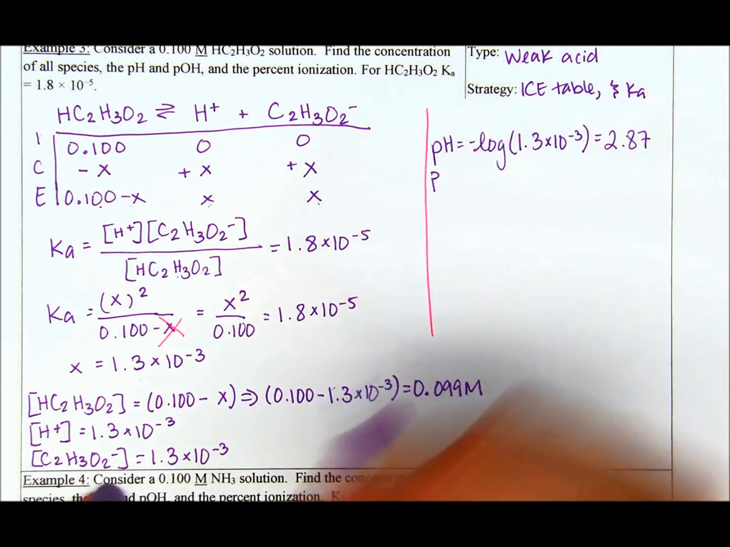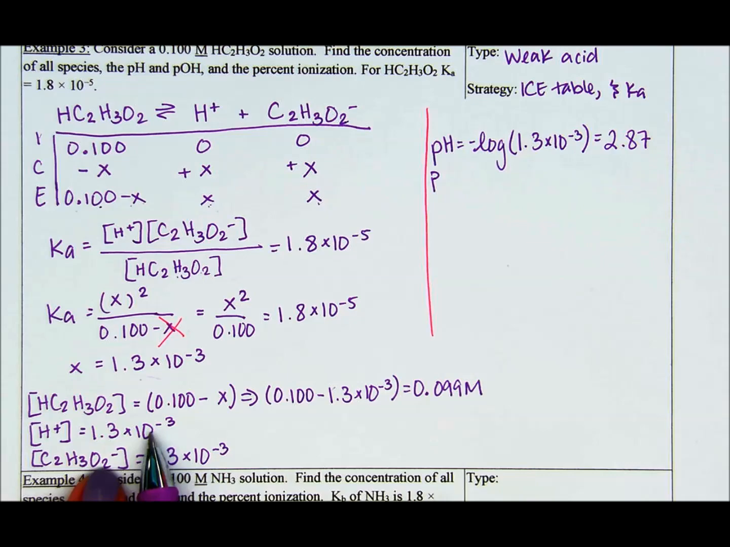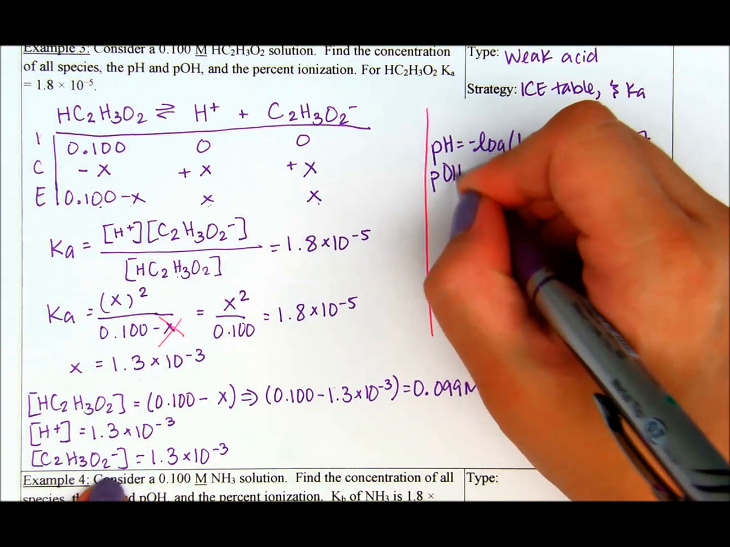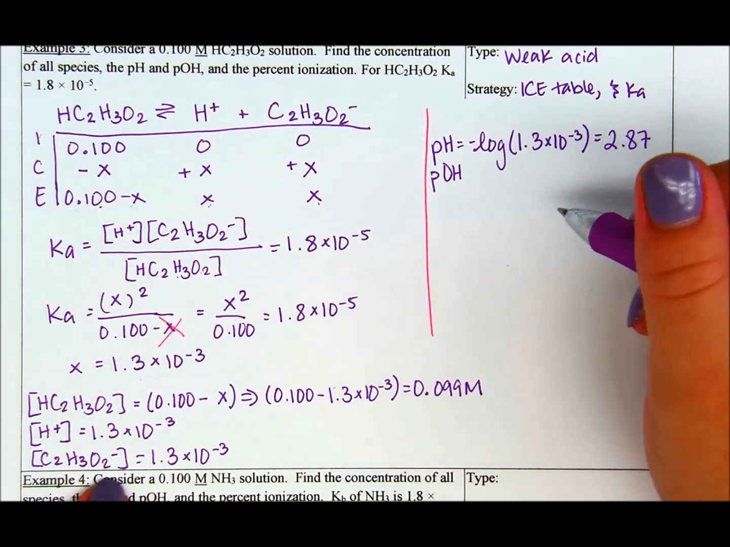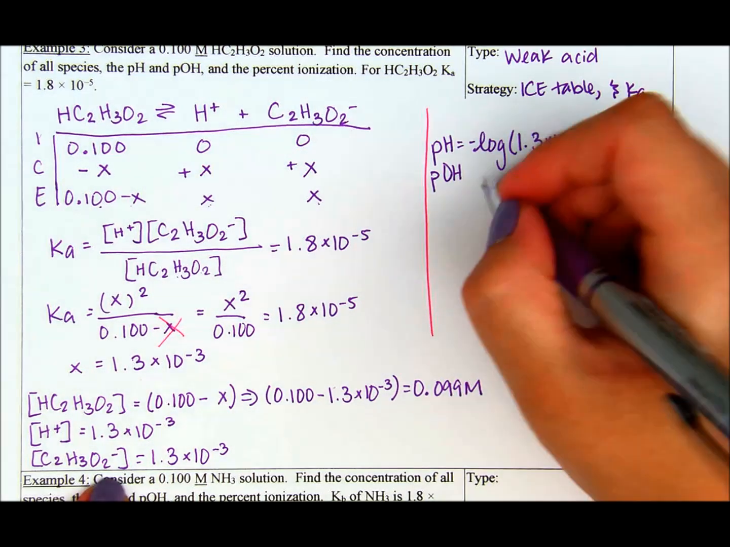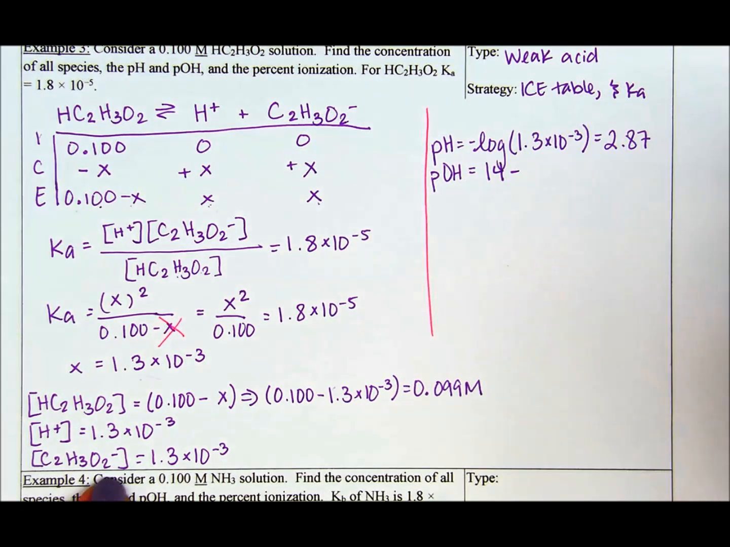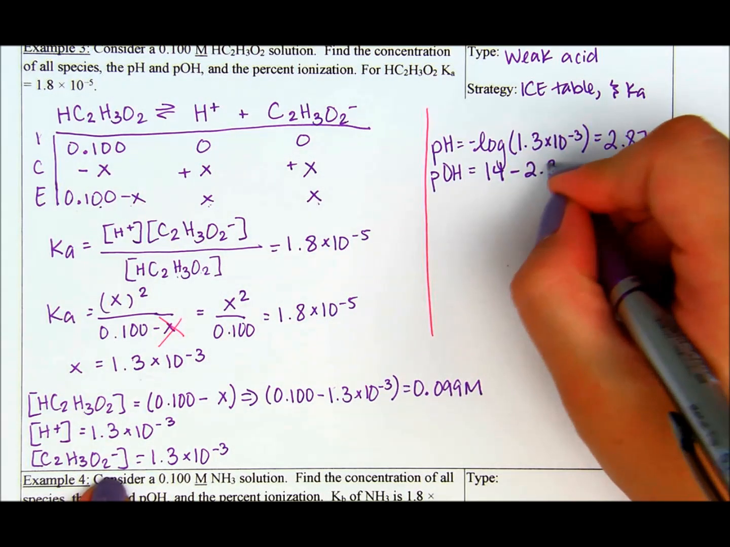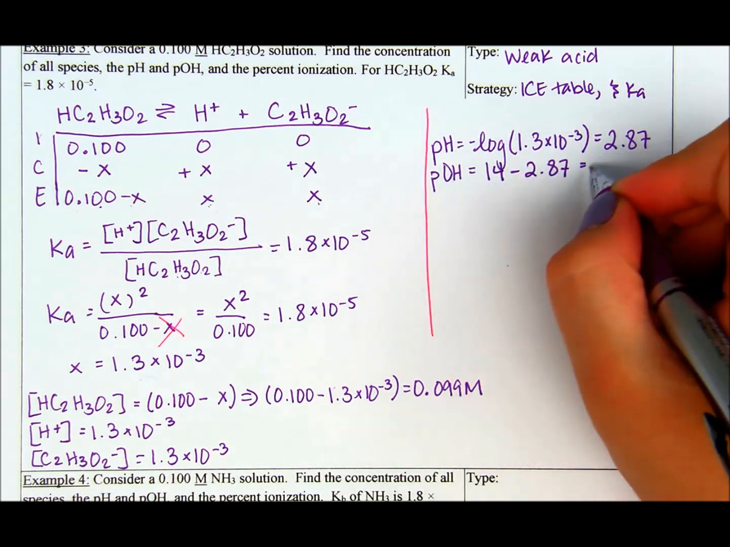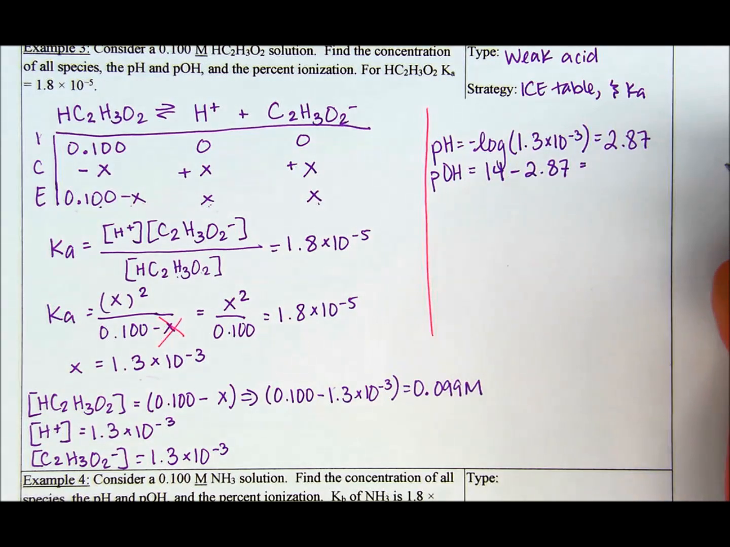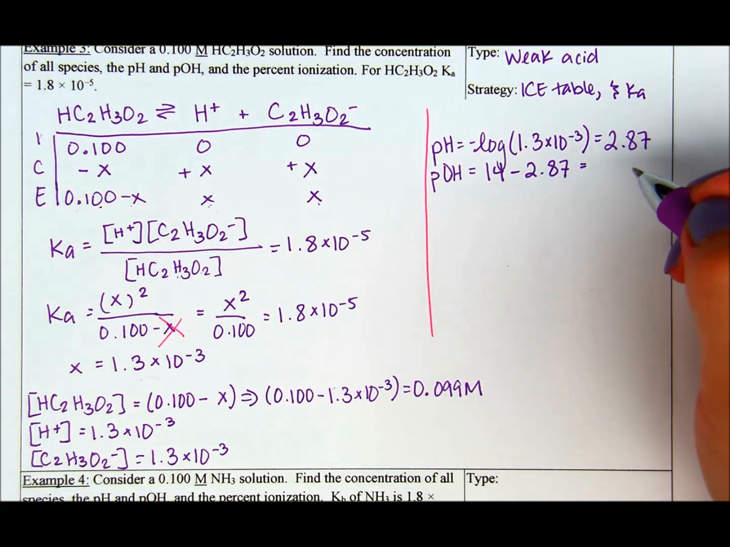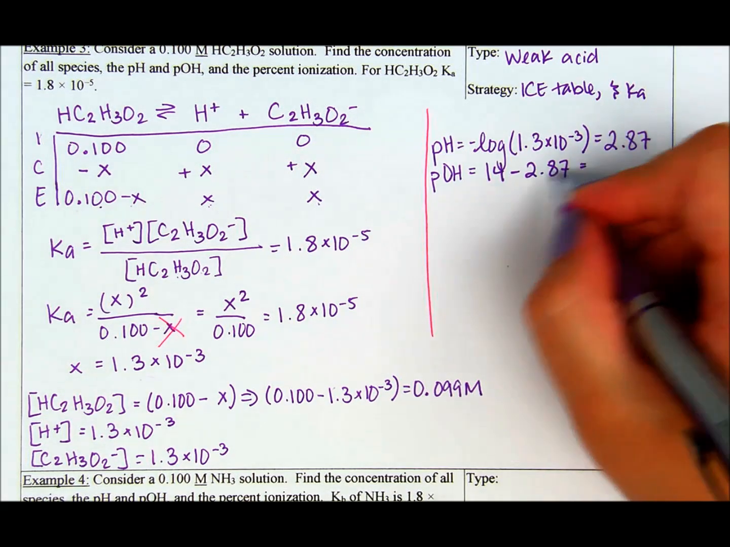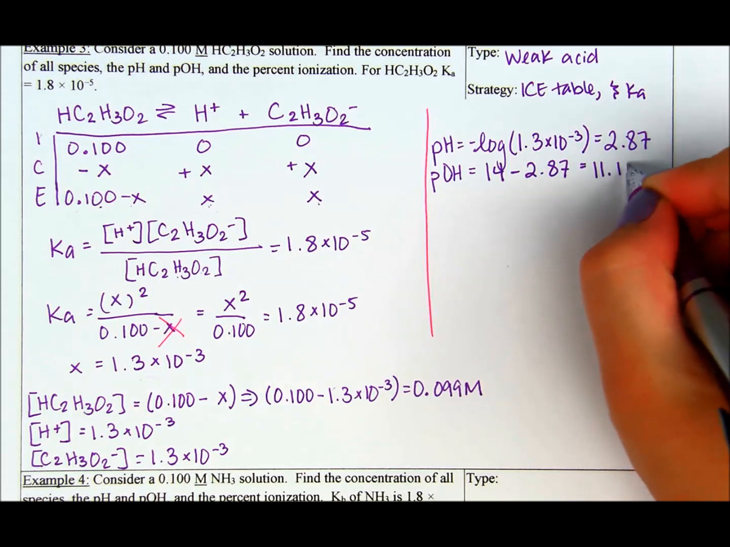pOH, now you could find the hydroxide ion concentration from H plus, and you can do pOH equals negative log of the concentration of hydroxide, or you can just do pOH equals 14 minus your pH, 2.87, and get your pOH that way. So there are many ways to solve these problems. Just choose whatever one is easiest for you. So subtracting here, get 11.13.